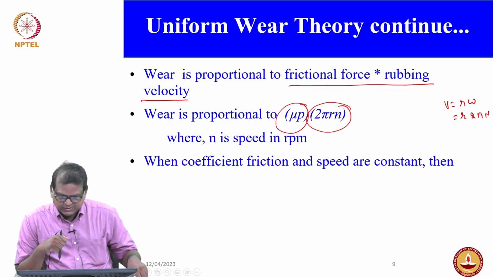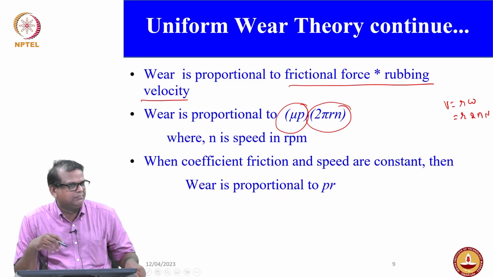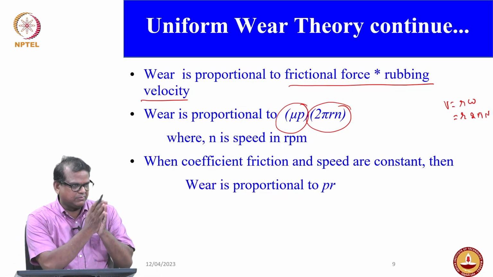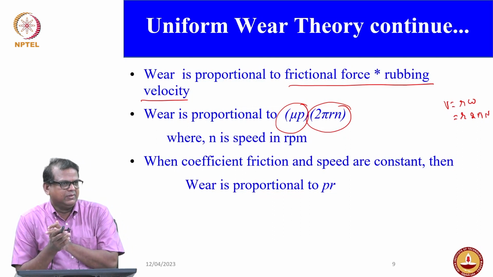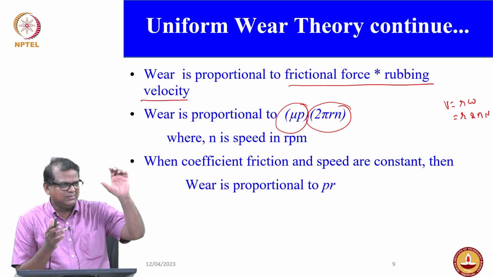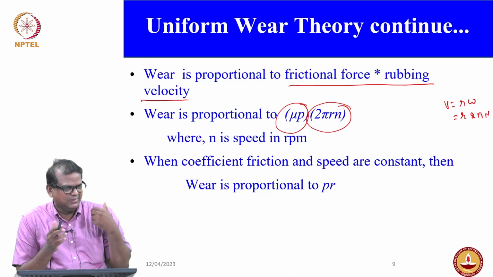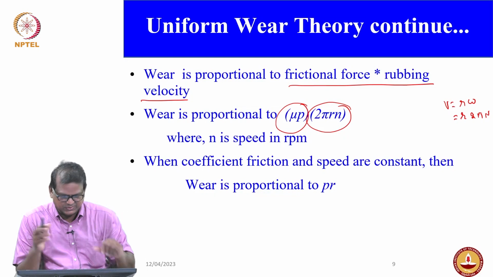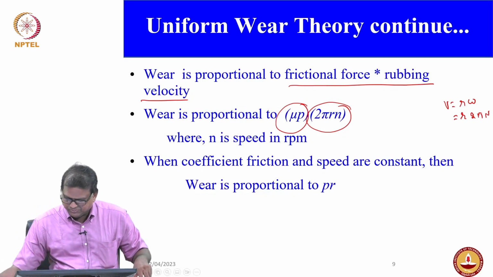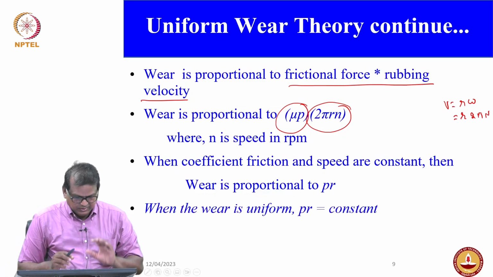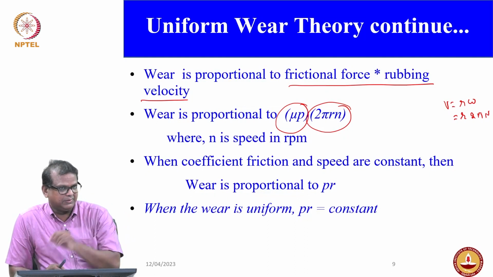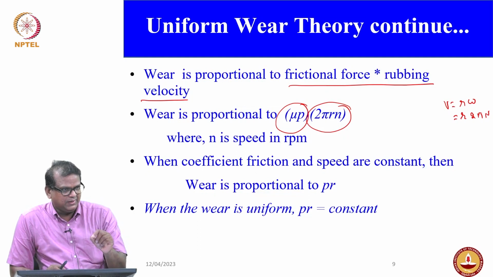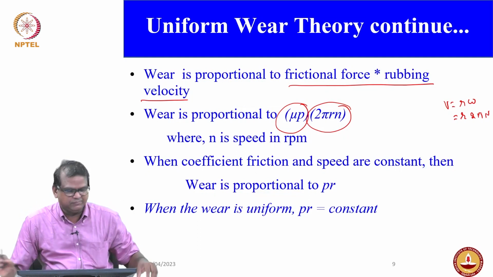Then, when the coefficient of friction and speed are constant, what happens to your wear? My friction is constant and speed is constant. So what do you expect the wear will be? The wear will be constant, because of no variables. The pressure P is constant, your mu is also constant. So wear is proportional to mu P r. But this is okay when the wear is uniform. But in actual contact, the pressure variation will be there.